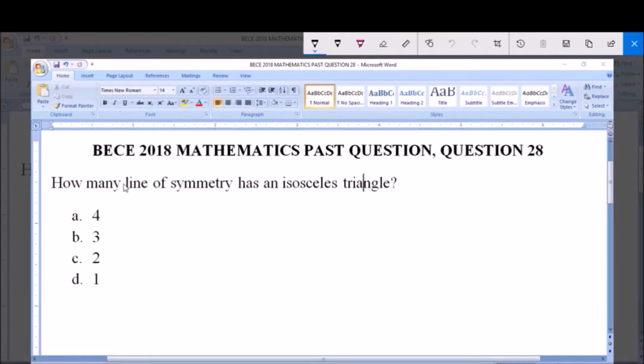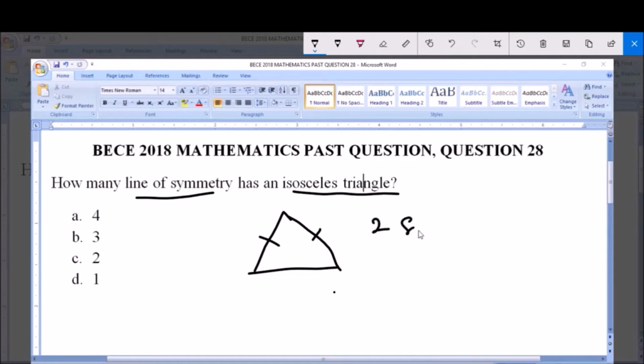So we are asked for the number of lines of symmetry an isosceles triangle has. Now, like we know, we have various types of triangle, and this isosceles triangle is simply a type of triangle in which two sides are equal. That is, two sides of this triangle are equal. That is, here and here are equal. So for an isosceles triangle, two sides are equal.